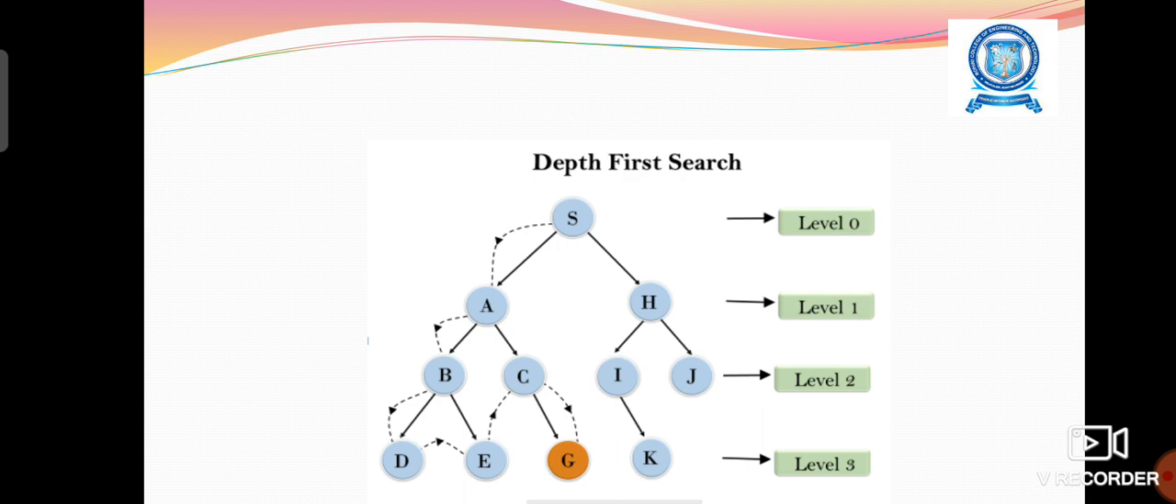Then it is going to traverse to D. From D there is no more successor, so it goes to the parallel successor E. From E there is no successor, so it will backtrack to the previous node, at the level of its parent. So from E it will traverse to C. From C it will search for the successor, and it reaches the goal node G. In this way, the depth first search algorithm will traverse depth-wise nodes until it reaches the goal node.